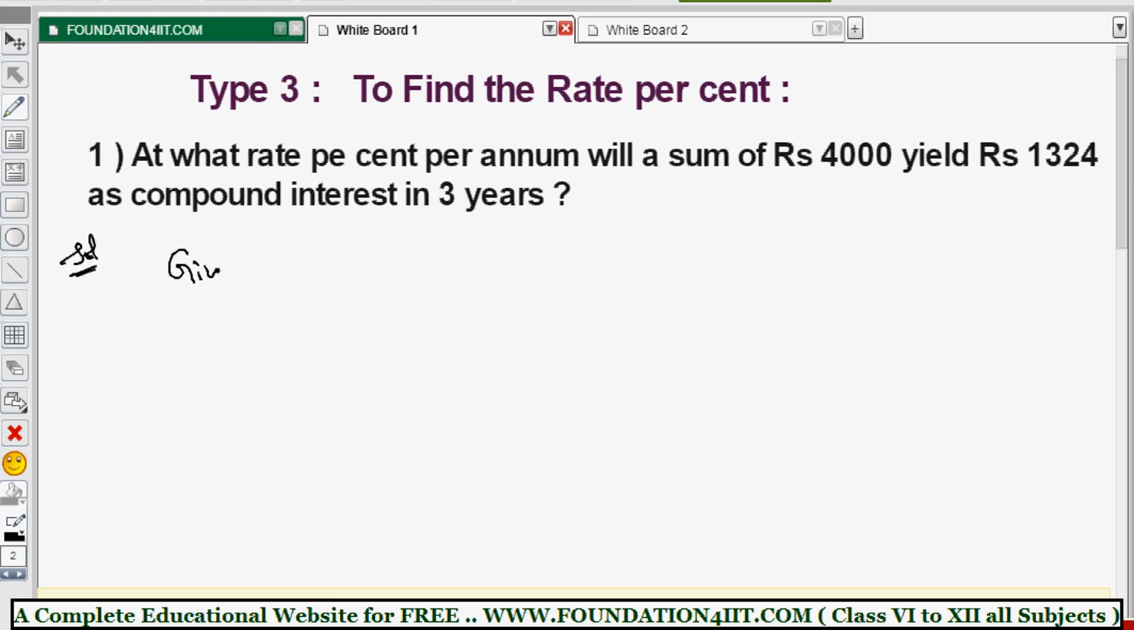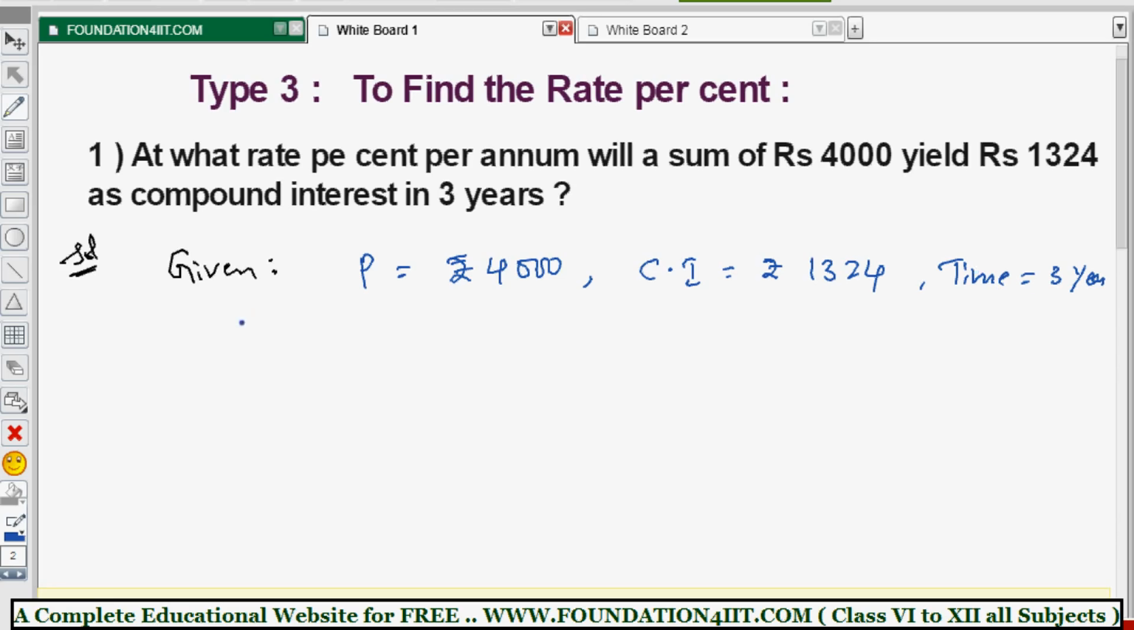So here the given values, when you take first: at what rate percent per annum will a sum of 4,000, that means principal, so P is equal to rupees 4,000, right? And yield rupees 1324 as compound interest. So compound interest is given, rupees 1324, and time is 3 years. So when these three are given, then we need to find out the R value.